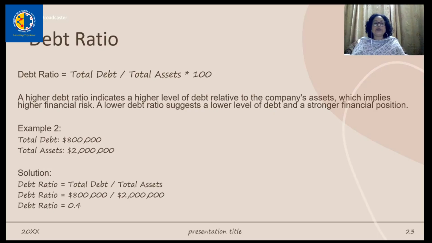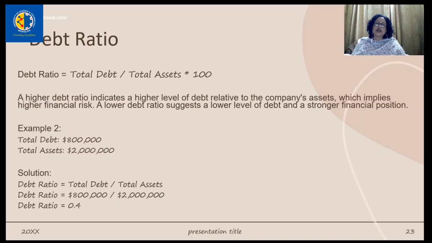Next is the debt ratio. Debt ratio is equal to total debt by total asset into 100. A high debt ratio indicates a higher level of debt relative to the company's asset, which implies higher financial risk. A lower debt ratio suggests a lower level of debt and a stronger financial position.